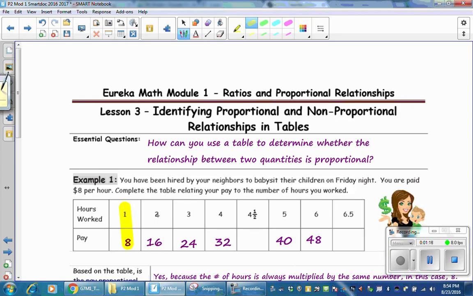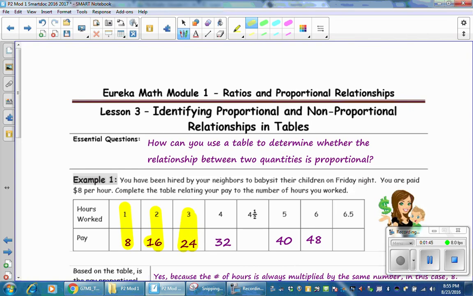2 hours you will earn twice as much. 2 hours times $8 each is $16. 3 hours times $8 each will be $24. 4 times 8 is 32, and so on. Pause the video and figure out how much you would earn if you worked 4.5 hours and 6.5 hours.